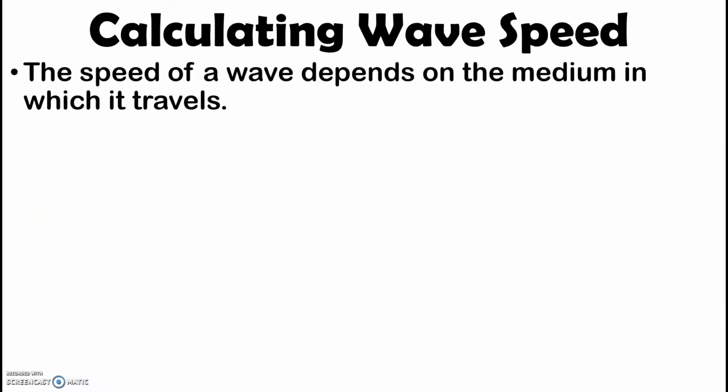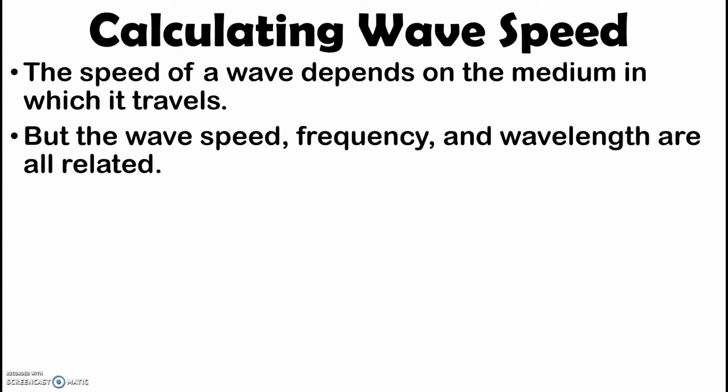How do we calculate wave speed? Well, the speed of a wave depends on the medium through which it travels. The more solid the medium, the faster the wave will travel. But wave speed, frequency, and wavelength are all related. Remember, wavelength is how far apart the waves are. The frequency is how many are going through at a time. And speed is what we find using wavelength and frequency.